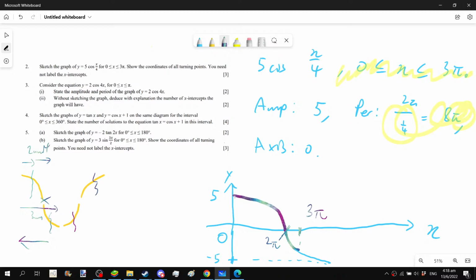Of course, we're not done yet. There is one last thing to do before we're done with this question, which is we should label the coordinates of this endpoint over here. So x will be 3 pi, and y will be equal to 5 cosine 3 pi over 4.